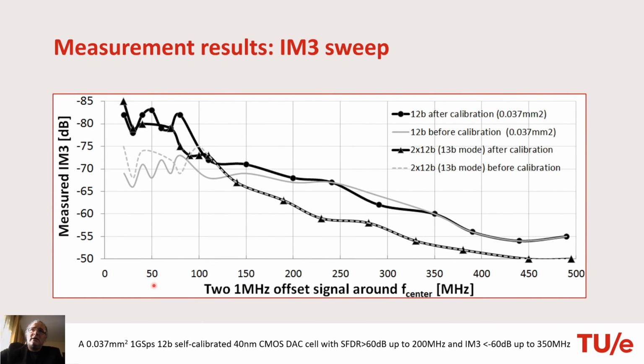So this is the sweep of IMD3. Again, what we see here at low frequency, the performance before calibration is about 10 dB lower than the performance after calibration. When we calibrate, the IMD3 improves, and then this advantage is kept to about 100 megahertz. After that, as the timing errors and the dynamic errors become dominant, the advantages of the static calibration are lost.